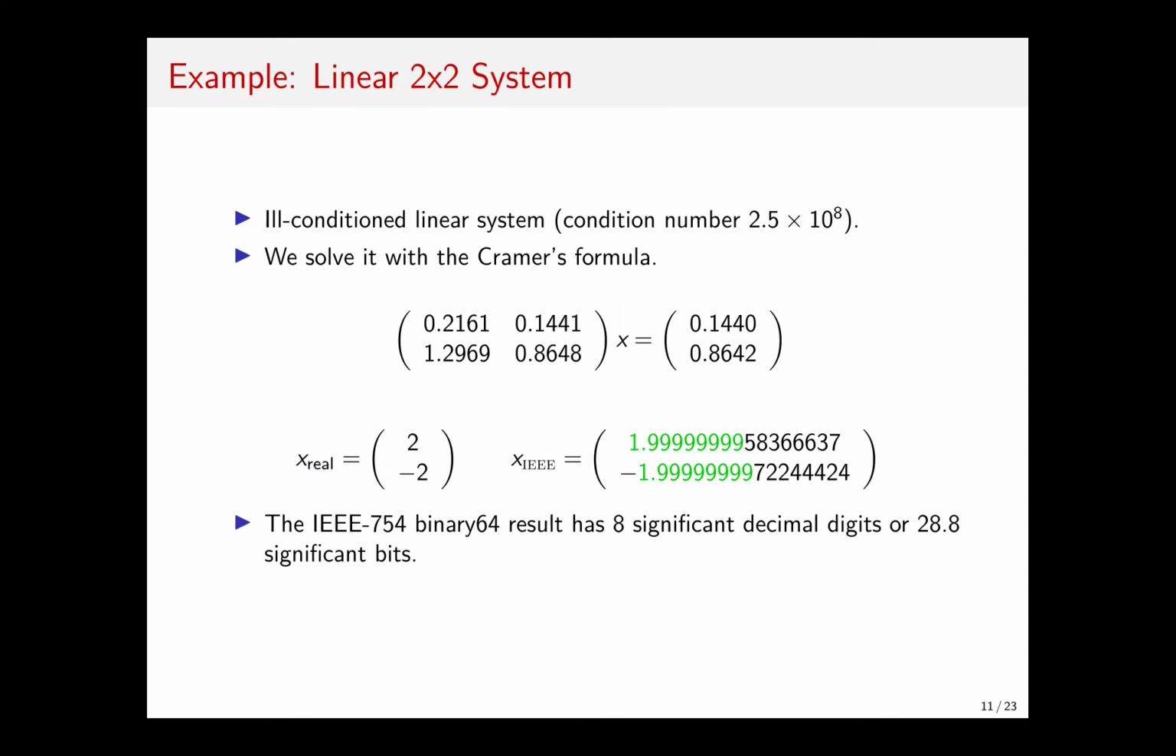So let me give you an example. We have a very simple linear system. Okay, so it's a 2 by 2 linear system. But here it's very ill-conditioned. So we have a condition number around 10 to the power of 8.